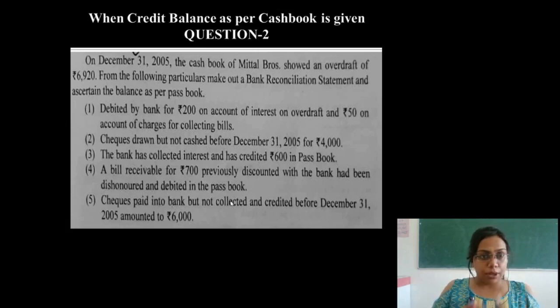So see this question now. When the credit balance as per cash book is given, on December 31st, 2005, the cash book of Mittal Bros showed an overdraft of 6920. From the following particulars, make out a BRS and ascertain the balance as per passbook.